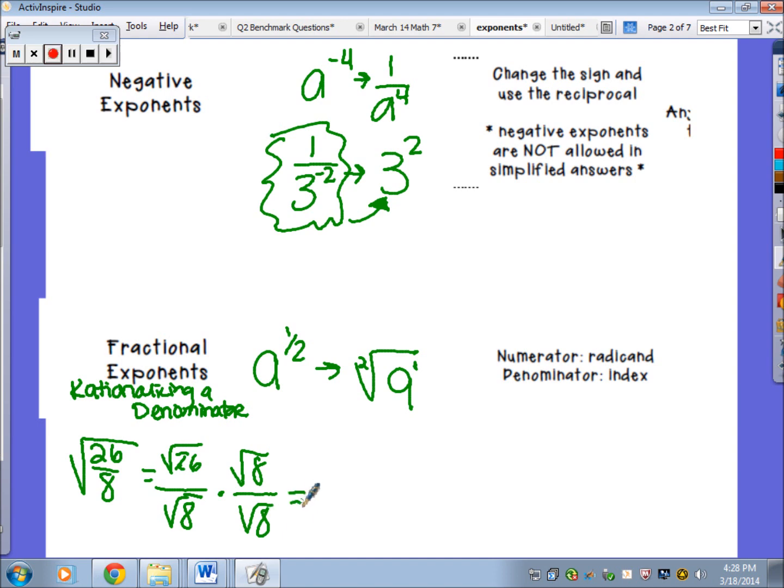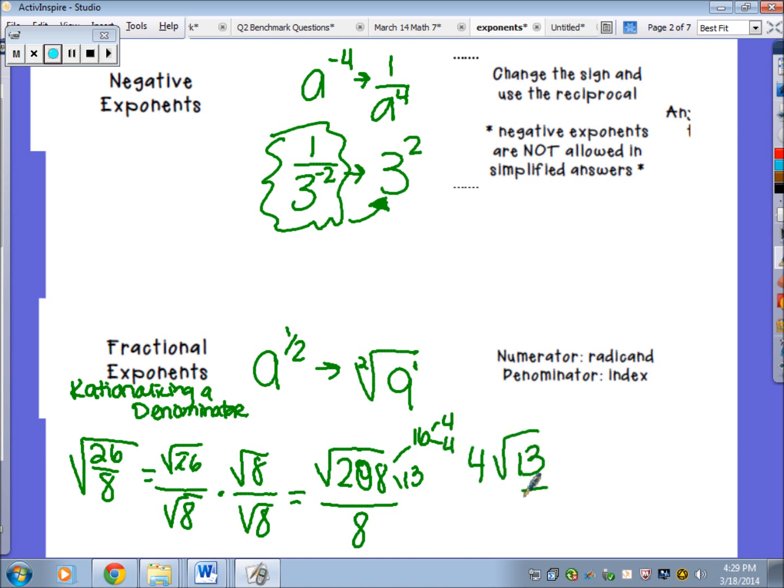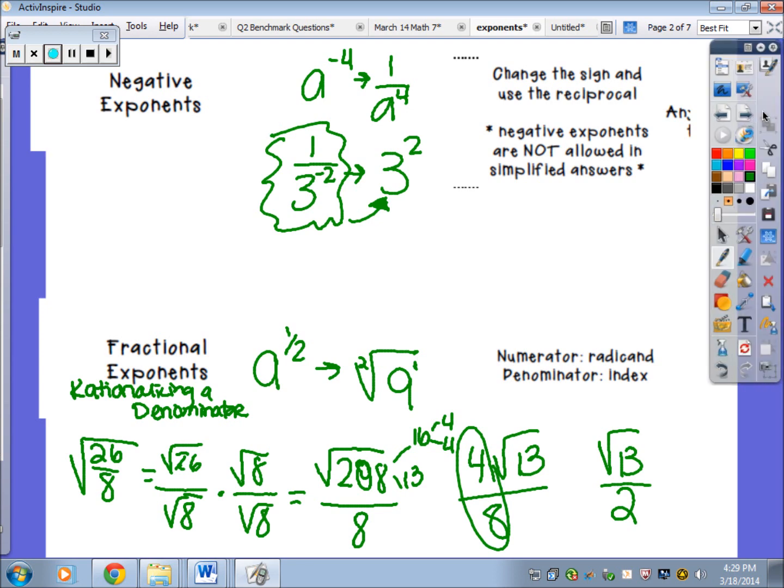26 times 8 is 208, so now we have the square root of 208 over the square root of 8 times the square root of 8, which is just 8. If you don't believe me, check it in your calculator. Now, we know how to simplify a radical. 208 is just 16 times 13. 16 becomes 4, so we have 4 square root of 13 over 8. And we can simplify 4 over 8 to be square root of 13 over 2. And again, I'll go over this more with you when I'm back in class on Friday. Don't worry.